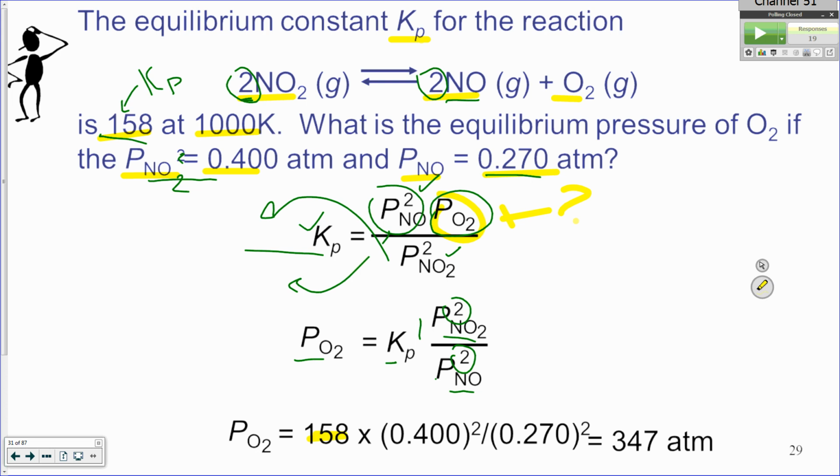Kp times the partial pressure of NO2 squared. NO2 squared, that was given to me. I still have to square it. Then the concentration of the NO is 0.27. That's divided, so it's down on the bottom. I've got to square it as well. Takes a lot of pressure to make that happen. Okay, 347 atmospheres. That's 350 times atmospheric pressure. We would collapse instantly under that type of pressure.